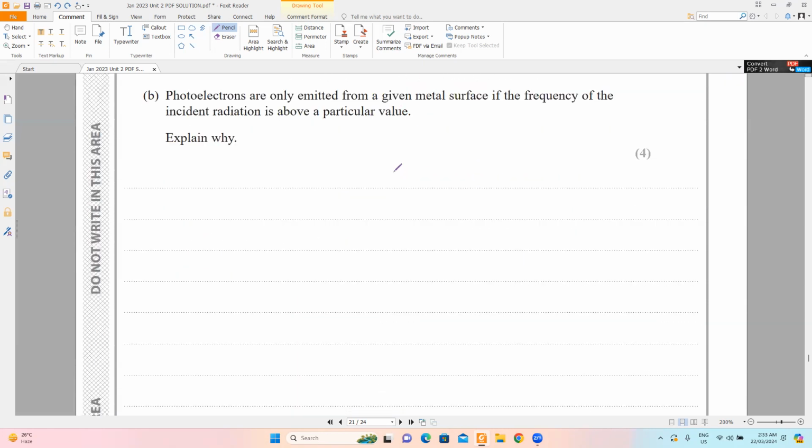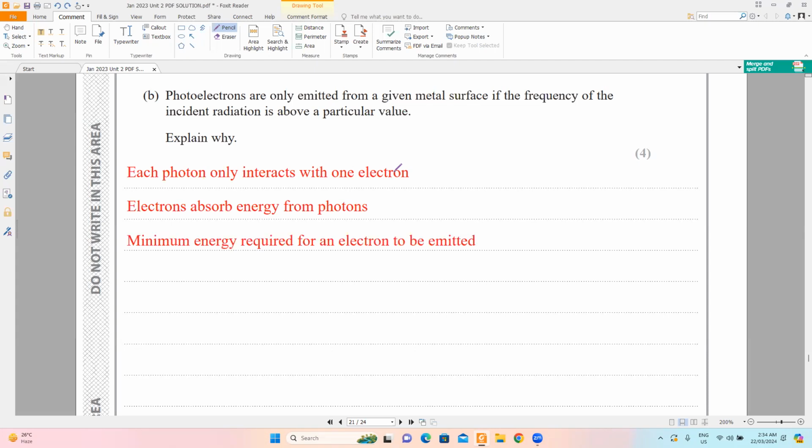For the next part, question says, photoelectrons are only emitted from a given metal surface if the frequency of the incident radiation is above a particular value. Always remember that one photon releases one electron. In other words, each photon only interacts with one electron. So the electron absorbs the energy from the photons. A minimum energy is required for the electron to be emitted. And do you remember energy of the photon in terms of frequency according to E equals hf? Higher photon energy related to higher frequency. So frequency of radiation has to be above a particular value.